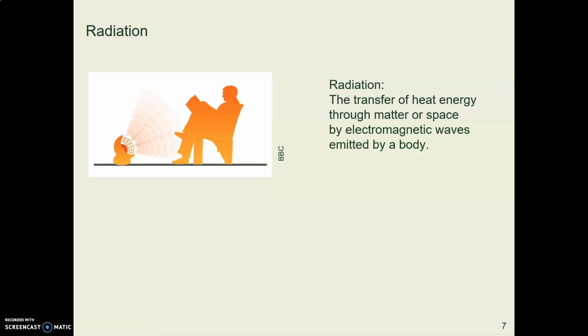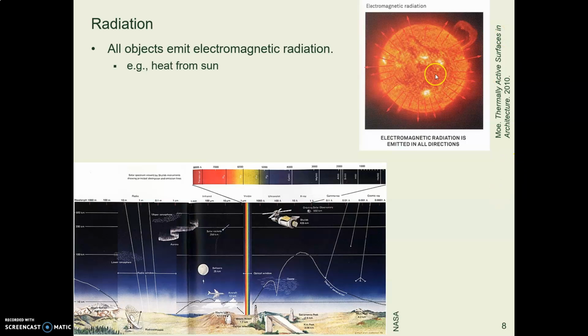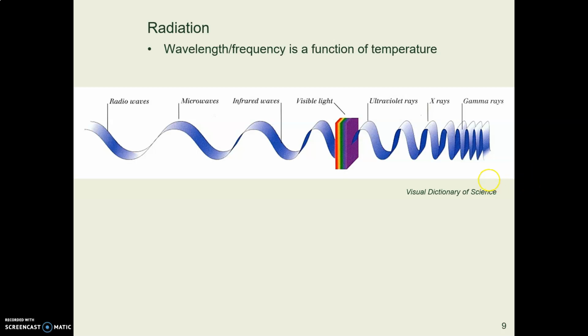Now, radiation is different from conduction or convection. Radiation has heat energy moving through space through electromagnetic waves emitted by a body. And that body could be this heater, it could be this person, it could be the sun. Every object emits electromagnetic radiation. And what kind of radiation it is depends on the wavelength. How long are those electromagnetic waves?